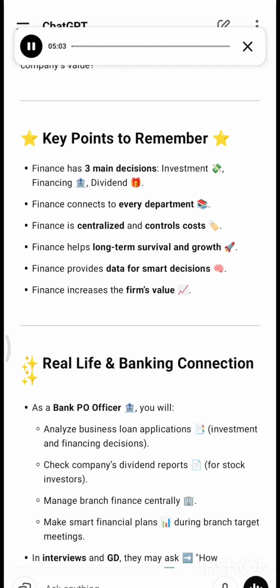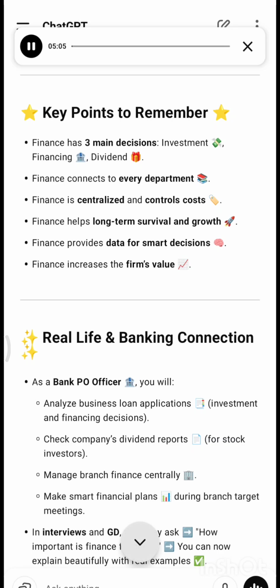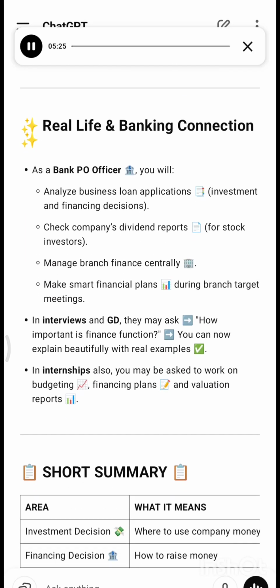Key points to remember. Finance has 3 main decisions: investment, financing, and dividend. Finance connects to every department. Finance is centralized and controls costs. Finance helps long-term survival and growth. Finance provides data for smart decisions. Finance increases the firm's value.